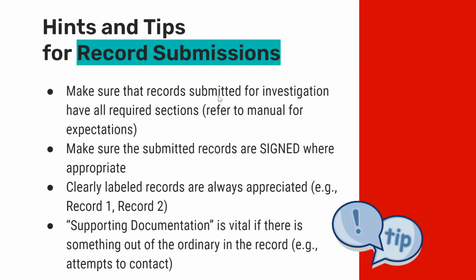First, just want to take you through some basic hints and tips for submitting records. First, you want to make sure that records that you submit for investigation have all required sections. So, for example, if you're submitting an ETR, that ETR needs to have a planning form, the consent form. It needs to have the referral form, the invitation for the parents, PR-01s, signature pages, all of those pieces and parts that add up to being an ETR or whatever record you're submitting.